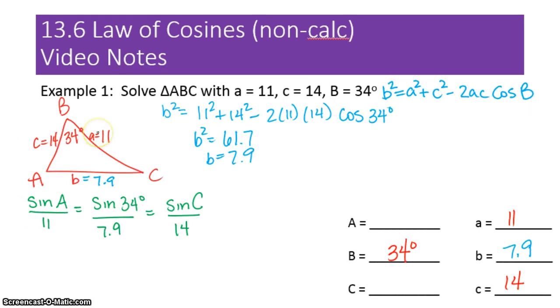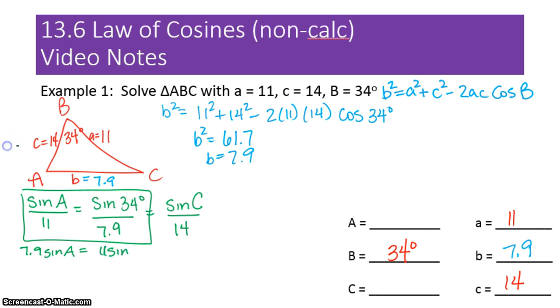Okay, so here I've written out the law of sines for this particular problem. I'm going to first solve for sine of angle A. So we're going to cross multiply, so you get 7.9 sine of A equals 11 sine 34. And then we're going to divide by 7.9, divide by 7.9. And so the sine of A equals this mess over here.